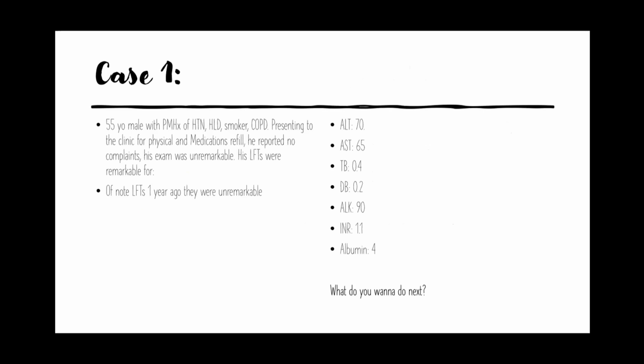A 55-year-old with history of high blood pressure, high cholesterol, smoking, and COPD presented to the clinic for a physical and medication refill. He reported no complaints, and the physical exam was unremarkable. LFTs were remarkable for ALT/AST of 65, total bilirubin of 0.4, direct bilirubin of 0.2, alk phos of 90, INR of 1.1, and albumin of 4. Of note, the LFTs 1 year ago were unremarkable. What do you want to do next?